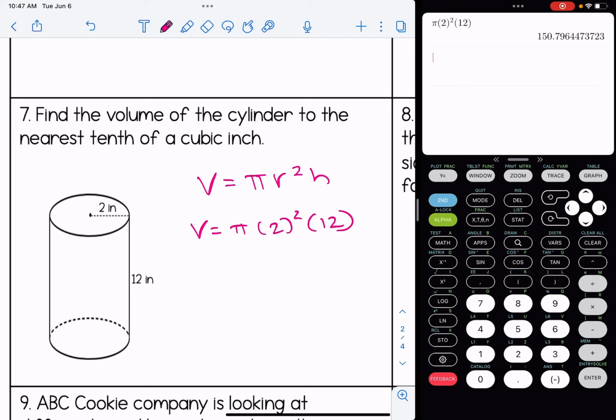And we're rounding this time to the nearest 10th. So when we do that, we are looking at the place after the decimal. So that's 7. The number to the right of it is 5 or greater. So we are going to round up. So this volume is 150.8 inches cubed.